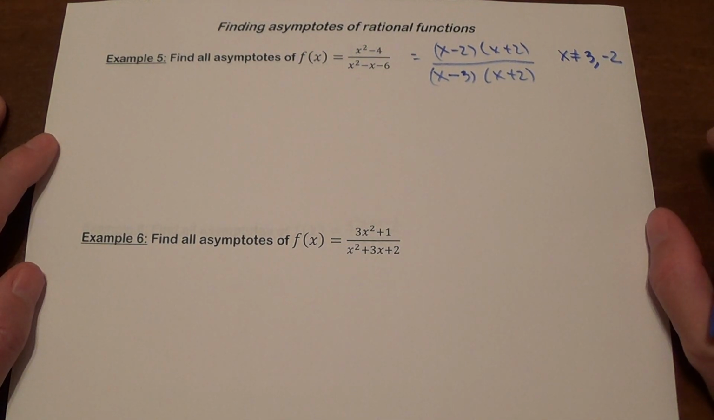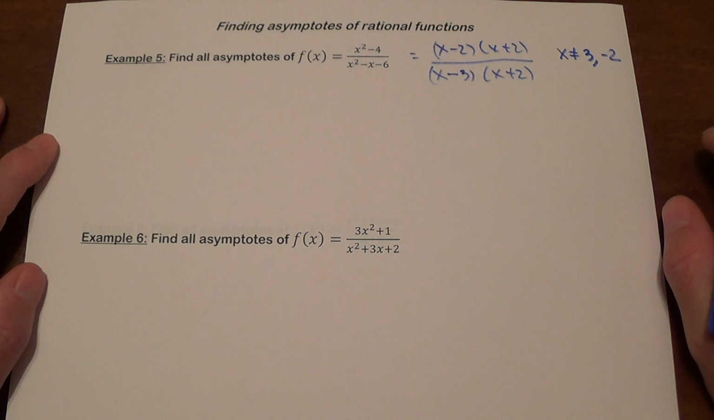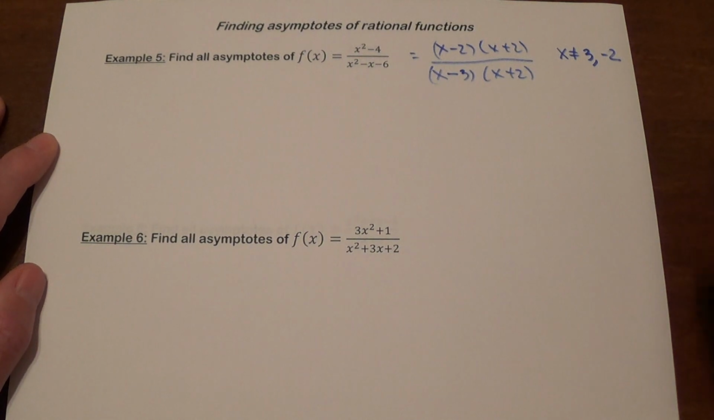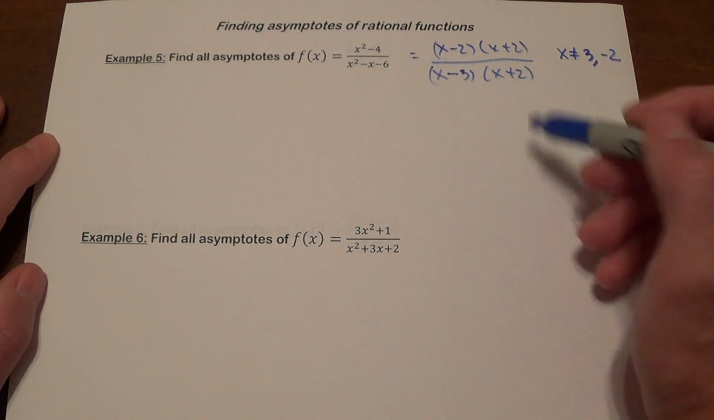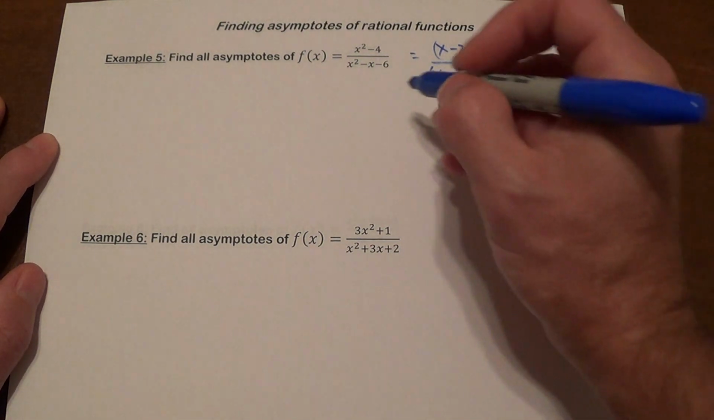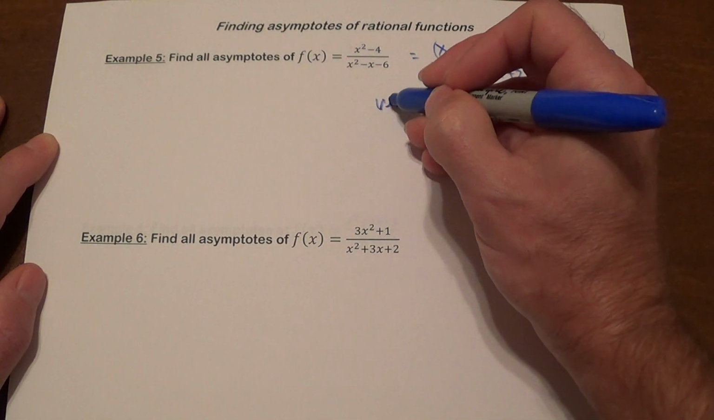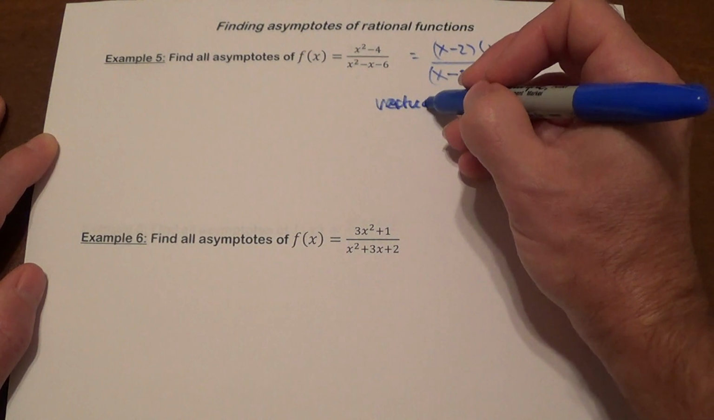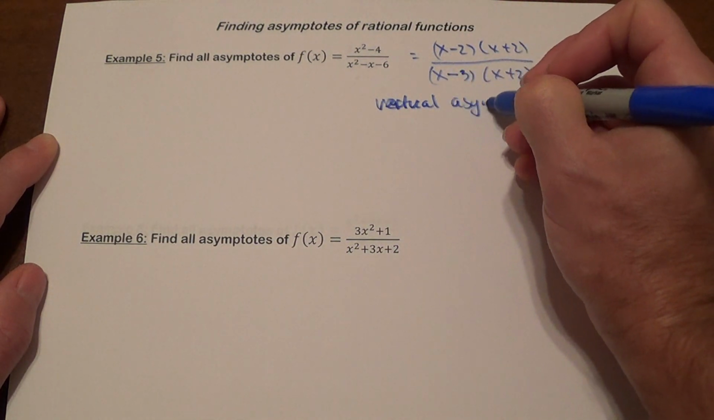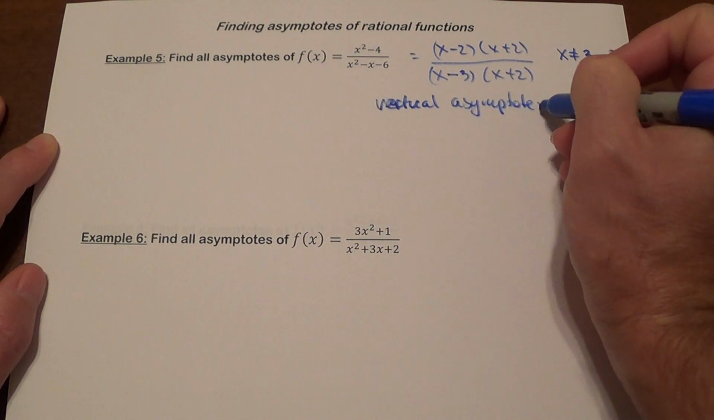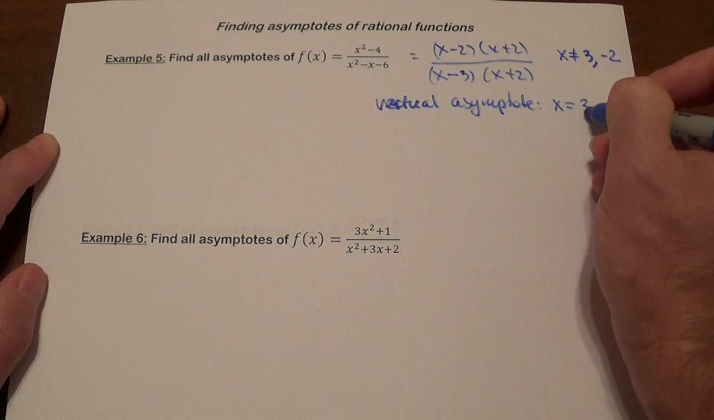That's actually a very common mistake, because often students just look at the denominator, find the zeros of the denominator and just go with them as vertical asymptotes. You always have to check the numerator as well. So negative 2 here is not going to give you a vertical asymptote, but 3 will. So we have a vertical asymptote, which is going to be x equals 3.